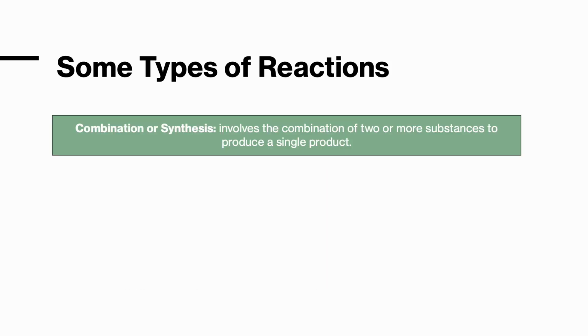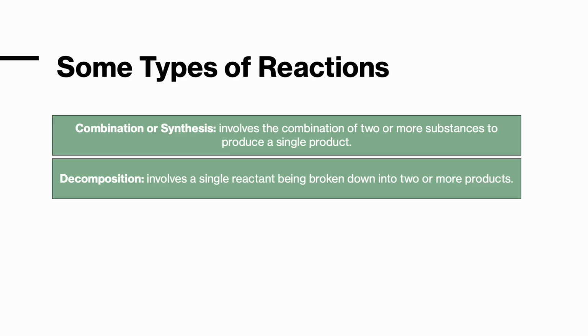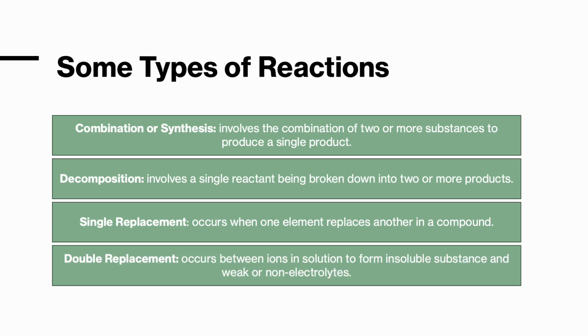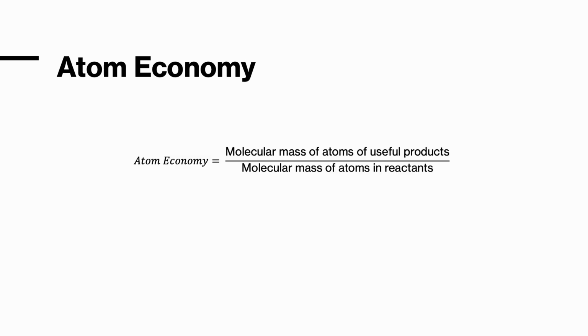Combination or synthesis reactions involve the combination of 2 or more substances to produce a single product. Decomposition reactions involve a single reactant being broken down into 2 or more products. Single replacement occurs when one element replaces another in a compound. And double replacement occurs between ions in solution to form insoluble substances and weak or non-electrolytes.